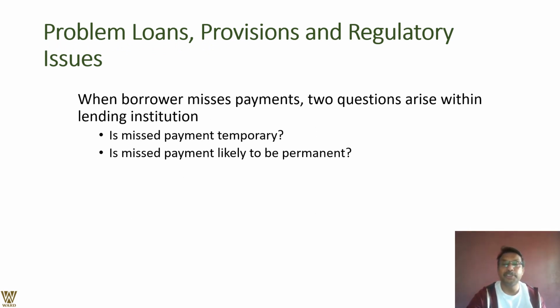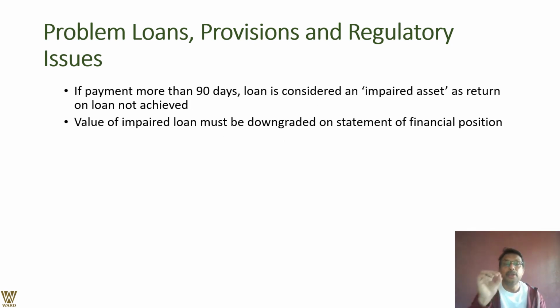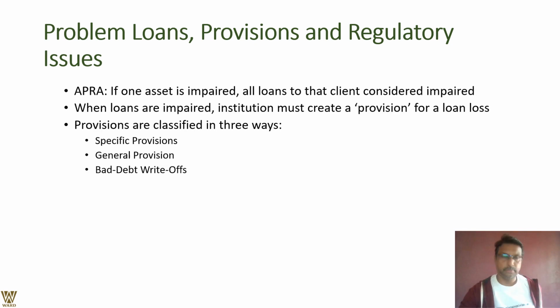Problem loans, provisions and regulatory issues. When borrowers miss payments, two questions arise within the lending institution. Is the missed payment a temporary affair? Or is it likely to be ongoing, perhaps leading to permanence? These two questions are very important. If payments are due for more than 90 days, approximately 3 months, the loan is considered an impaired asset, as returns on the loan may not be achieved. Similarly, values of impaired loans must be downgraded and duly published in the statement of financial position.